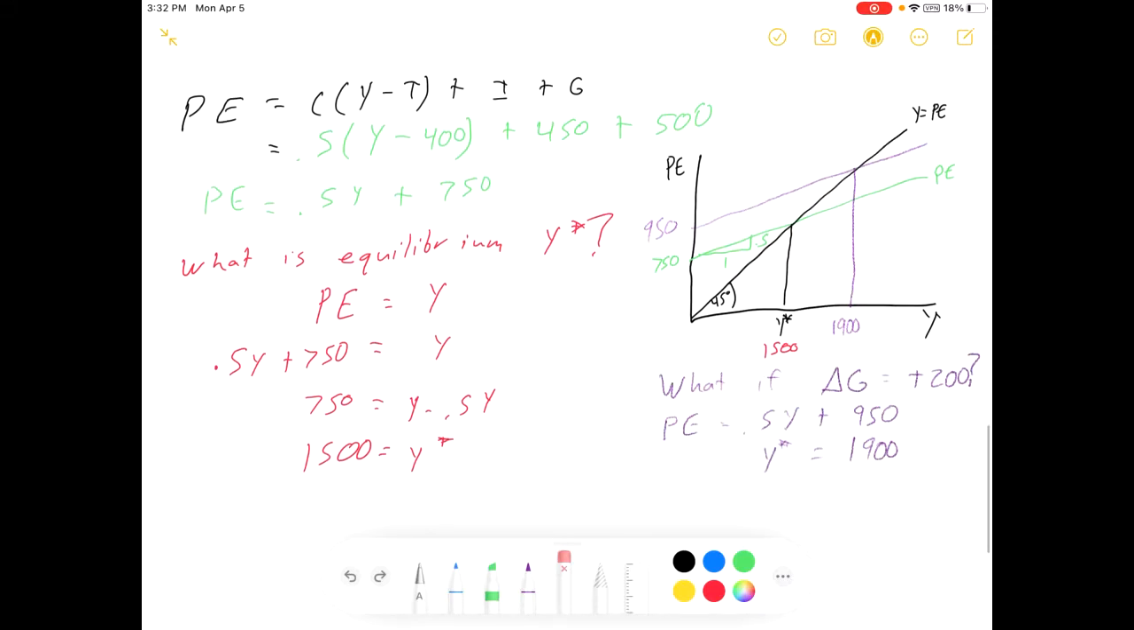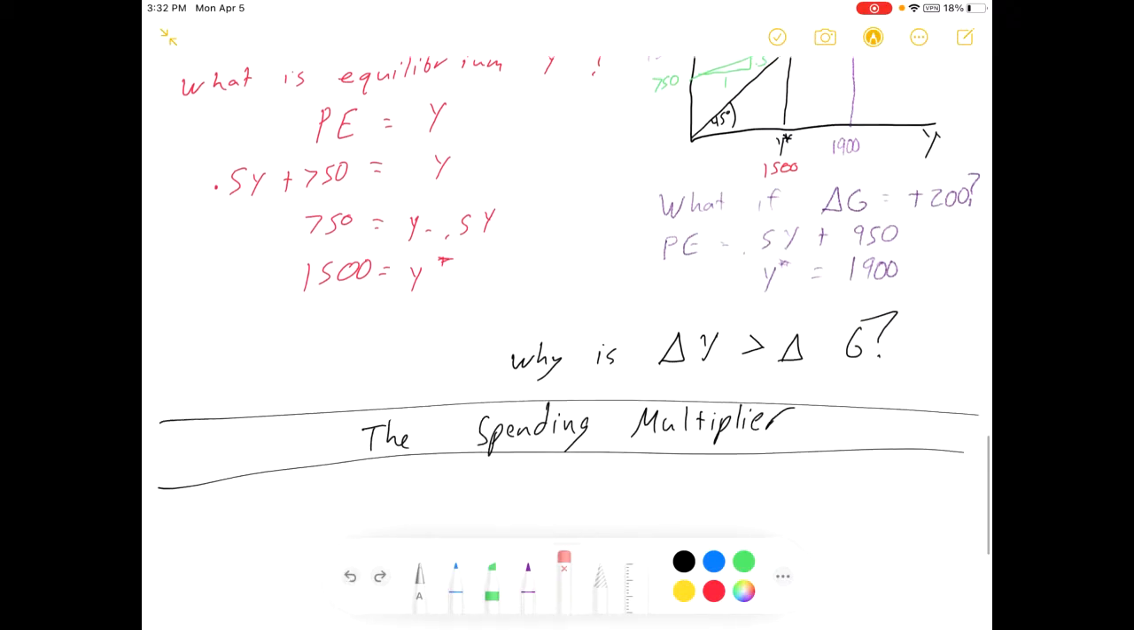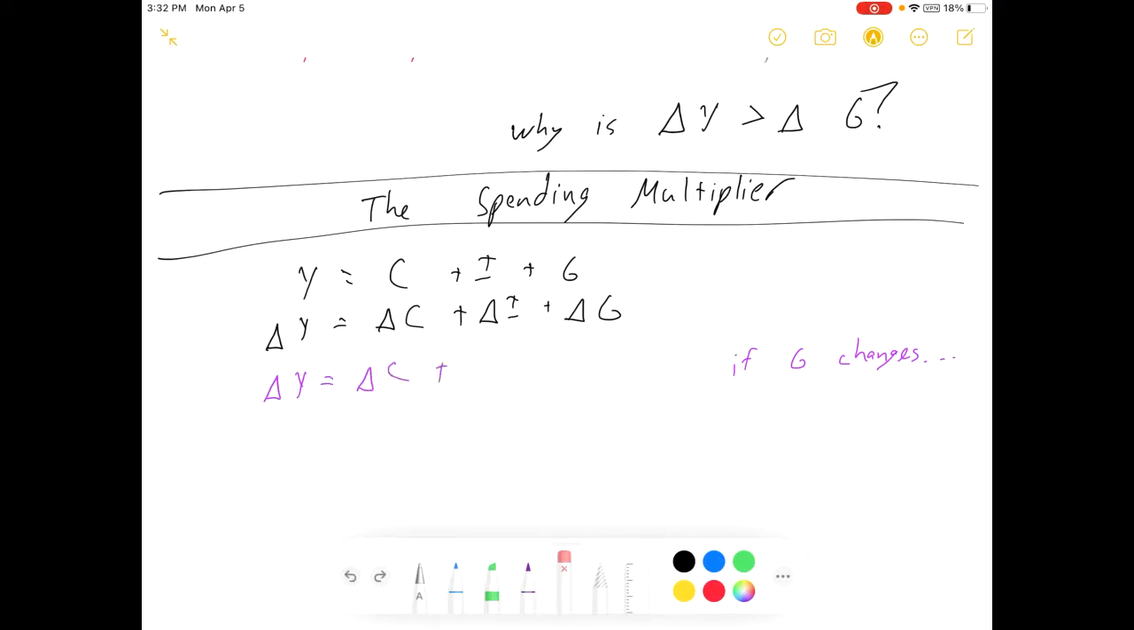GDP went up by more than government spending. So why is that? That brings us to our multiplier conversation. So we know Y equals C plus I plus G. Change in Y is equal to change in C plus change in I plus change in G. If G changes, what happens in our model? Change in Y is equal to change in C plus change in G.